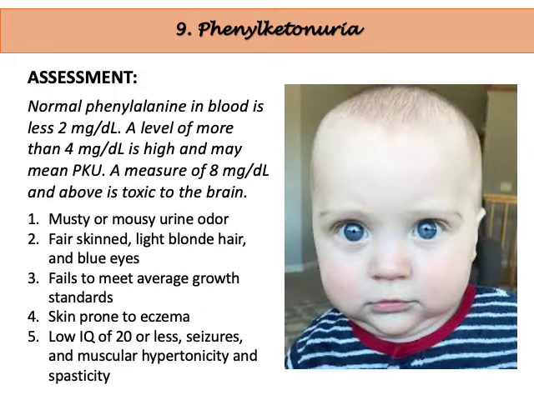For the assessment findings, normal phenylalanine in the blood is less than 2 milligrams per deciliter. A level of more than 4 milligrams per deciliter is high and may mean PKU. A measure of 8 and above is toxic to the brain.